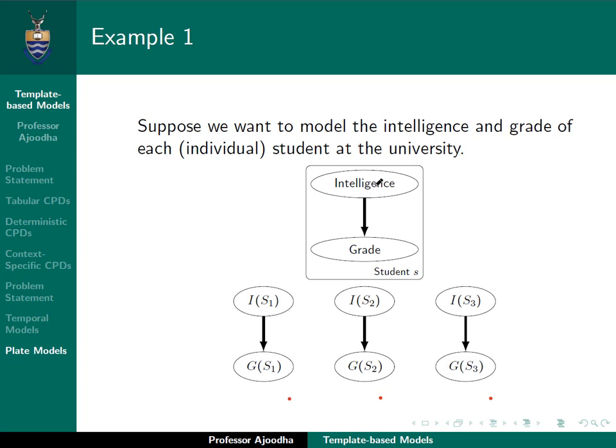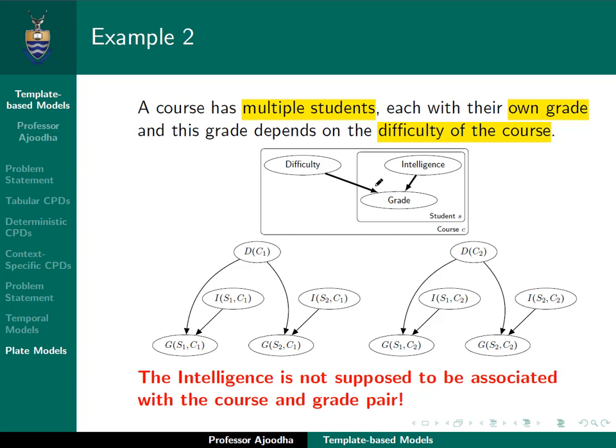And so you can use a template like this. Here's a more interesting example. A course here has multiple students. For example, like my course, and each of them have their own grade. All of you will have your own grades, and the grade depends on the difficulty of the course, which is common to all of the different types of students involved in the course.